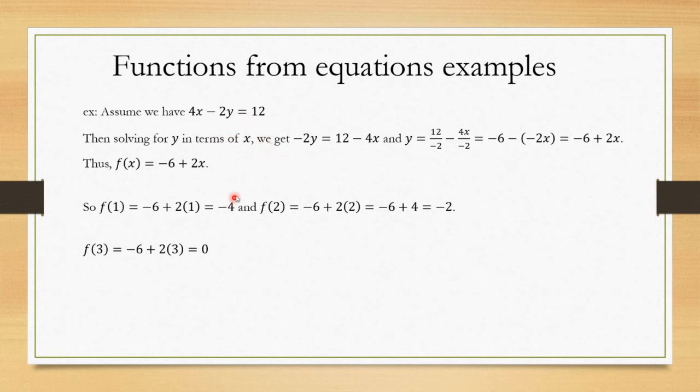So this is what we have here. All we're doing to get the function values is replacing x with the numbers. So for instance, f of 3, what would you do? You'd replace x by 3. You get -6 plus 2 times 3, which is 0.